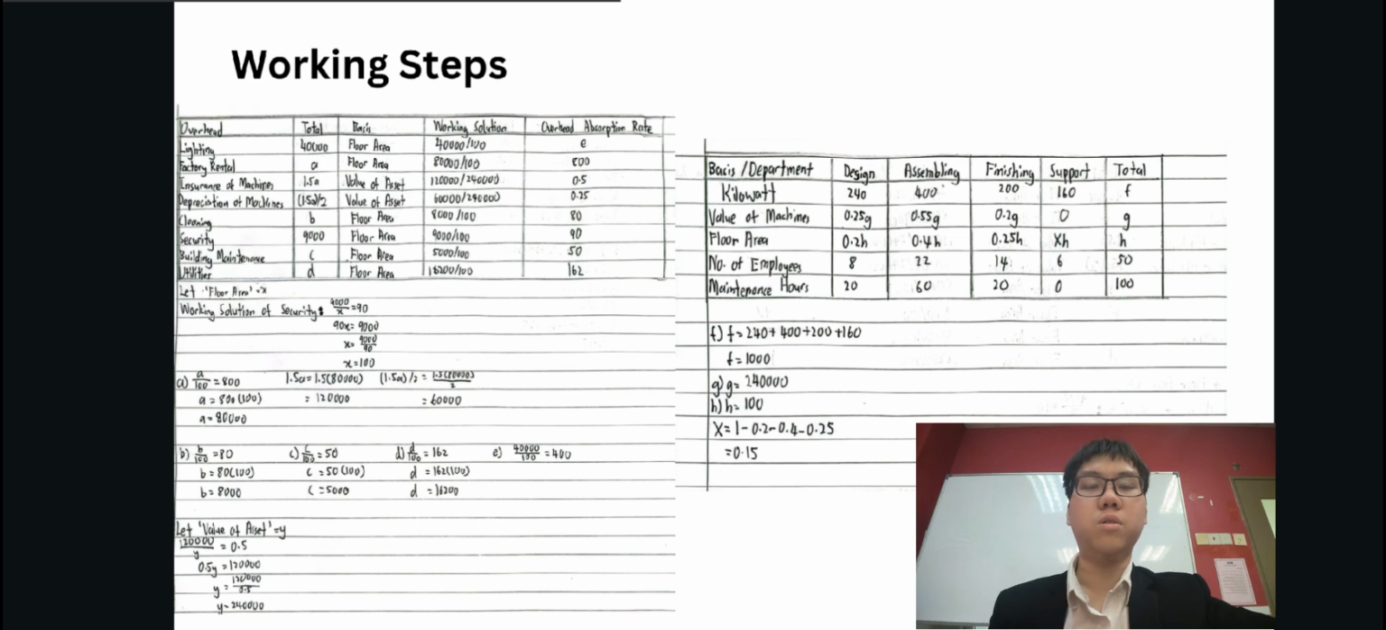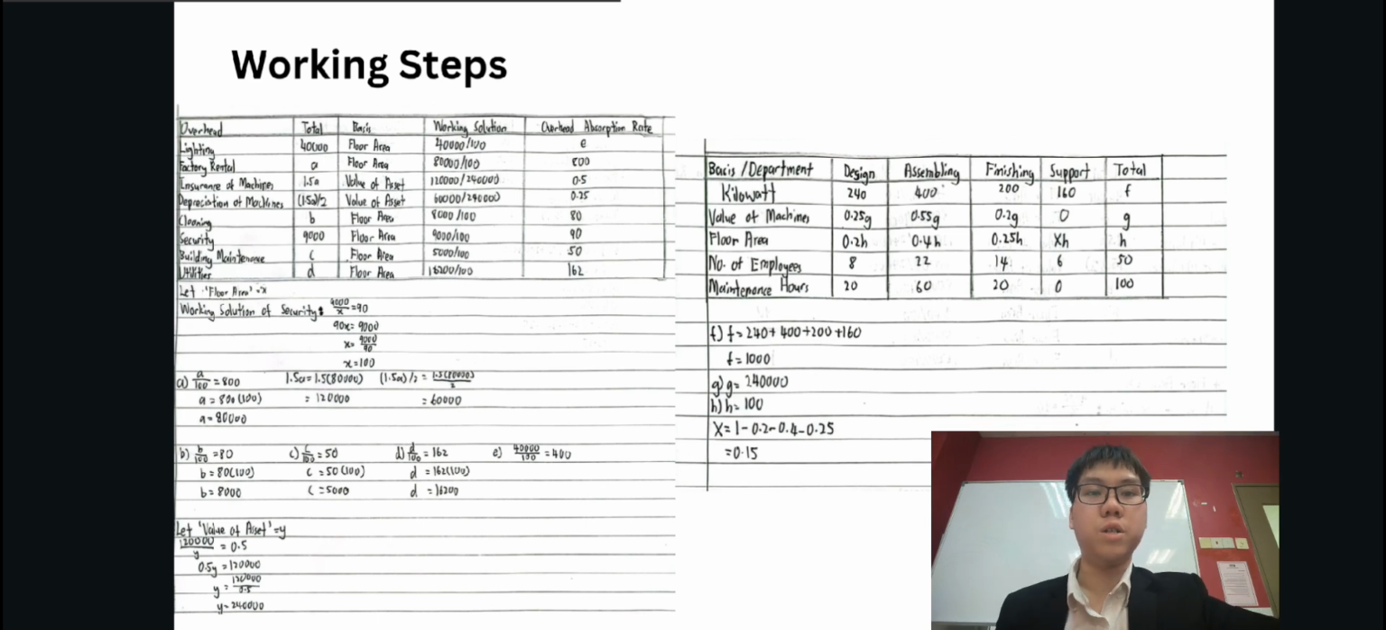Besides that, I also calculate the total of the insurance of machine and depreciation of machines. So as we can see, insurance of machine is 1.5A, which we can substitute the A with 80,000. So we get the formula 1.5 times 80,000 equals 120,000. For the depreciation of machines, it is 1.5A divided by 2, which is the insurance of machines just divided by 2. So we get 60,000.